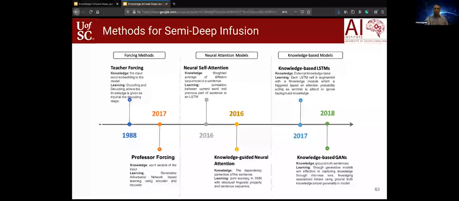Along these lines, there is a chronological sequence of different works that have been done in the past in semi-deep infusion. One is teacher forcing, which I was talking about, where you forcefully make the model learn a particular sentence. Professor forcing is where you use a highly trained model and use the base of the trained model to guide your short task, assuming there is some dependency or distributional association between those two tasks. Moving next would be the neural attention model, where you put self attentions and knowledge guided attention.